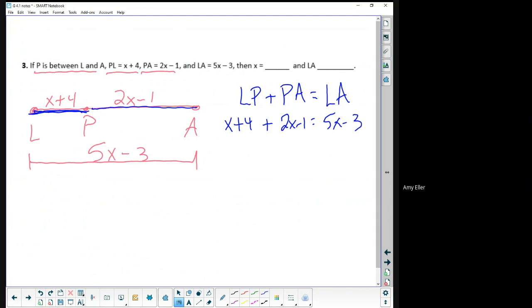I'm going to combine like terms. I'm not moving anything across the equal sign yet. I have an X and a 2X on the same side. That's 3X. I have like terms of 4 and negative 1. No changes to the right side.